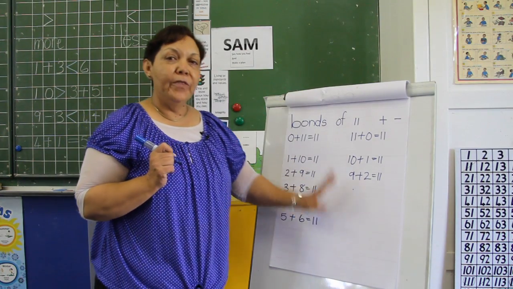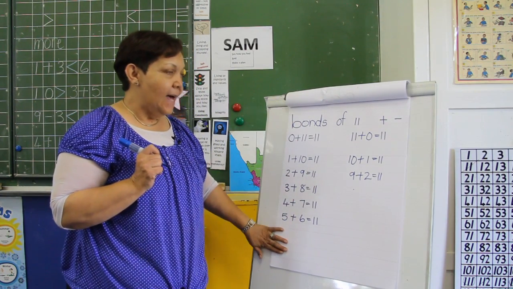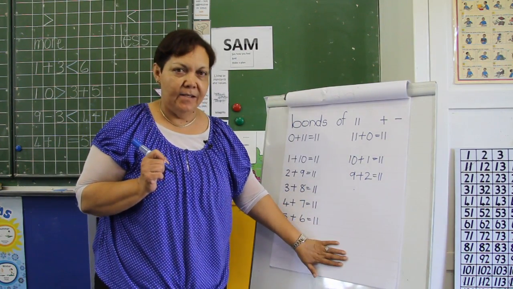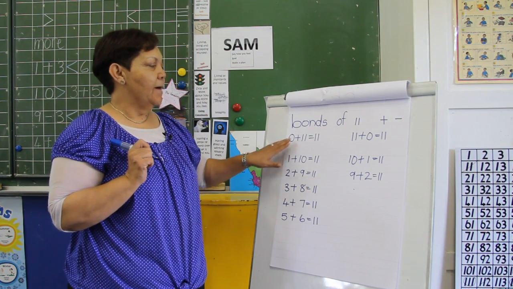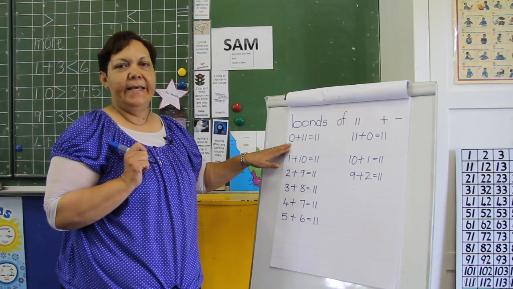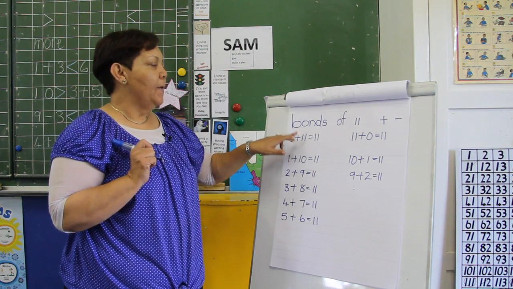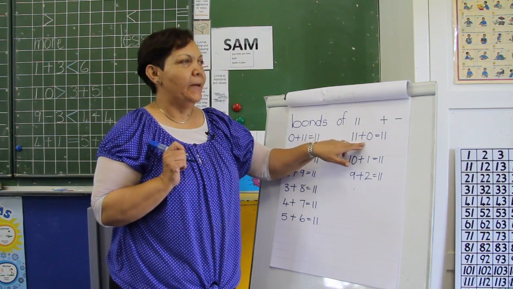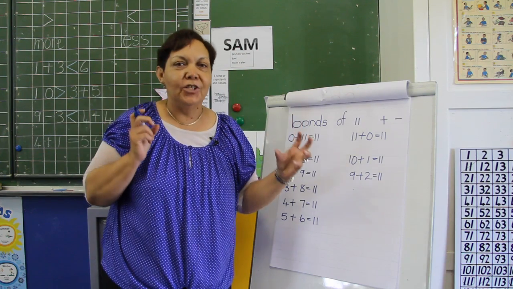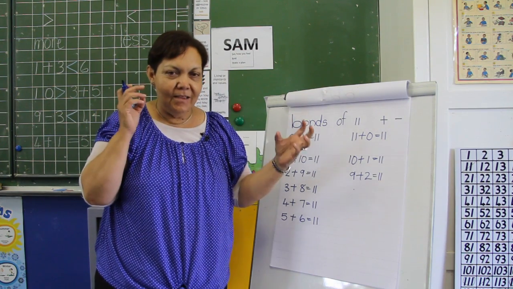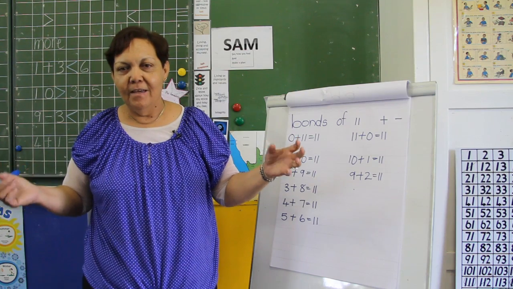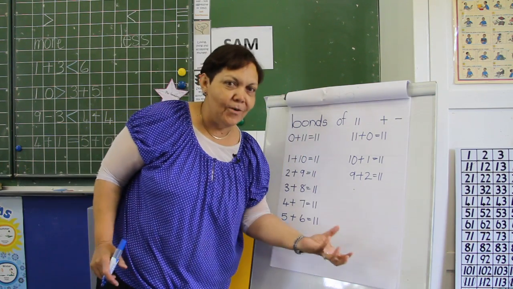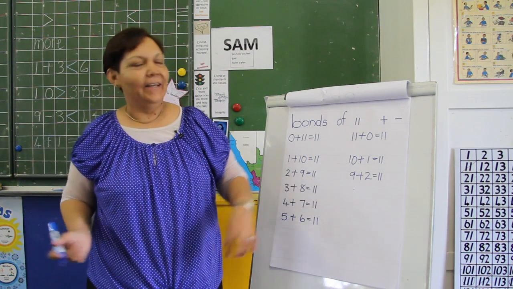We first do all the plus sums. The plus sums with their plus partners. Because the children need to understand that each sum can make 2 sums in essence. There's 0 plus 11 and 11 plus 0. It's different pictures. They need to see that on this side I've got 8 and on this side I've got 3. And in the other sum I'll have 3 on this side and 8 on that side.